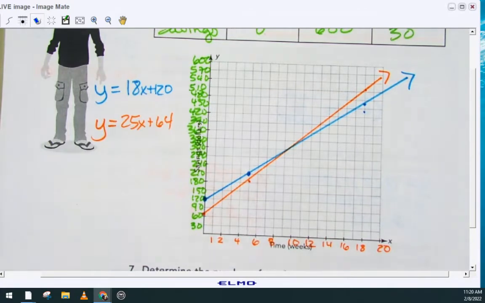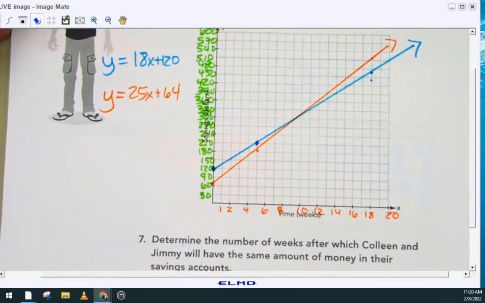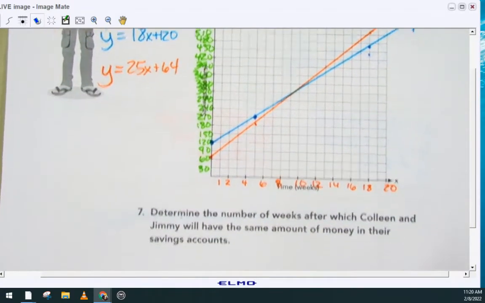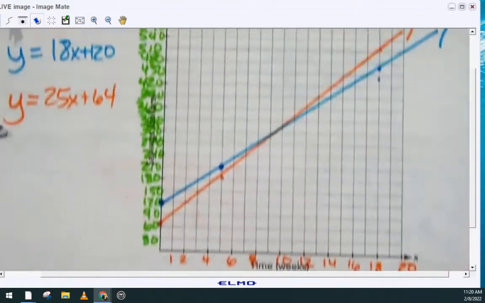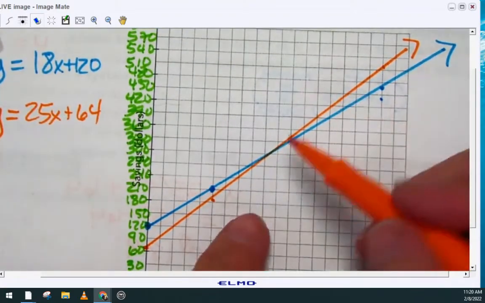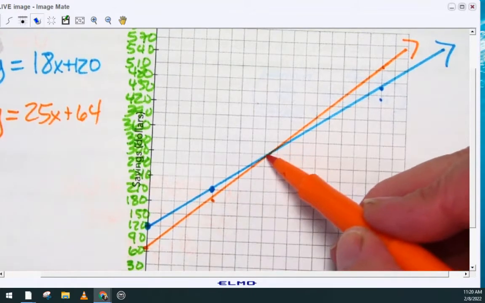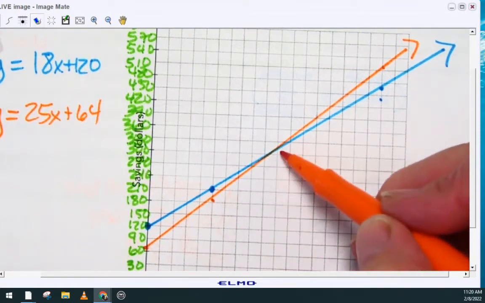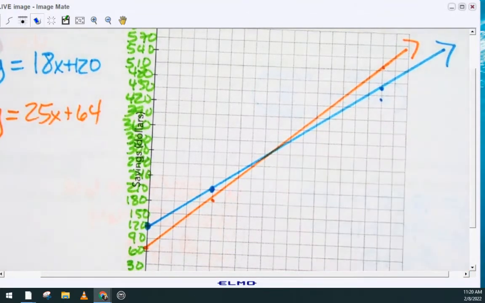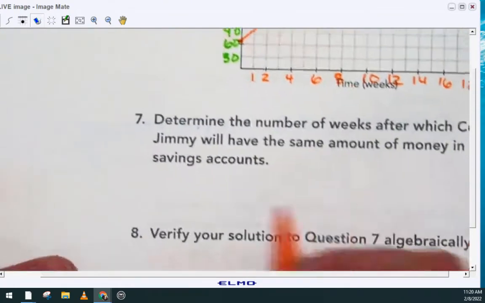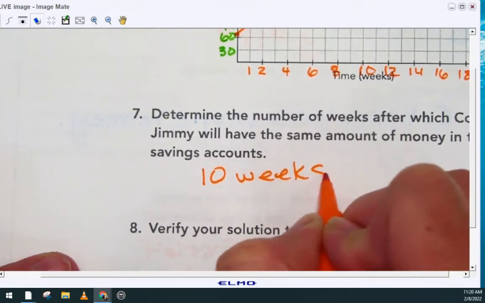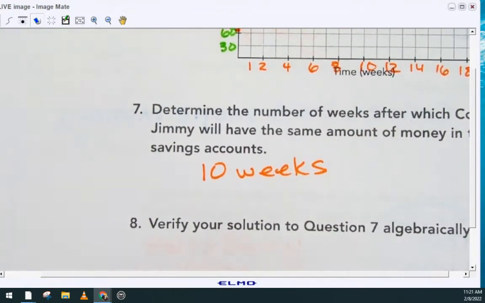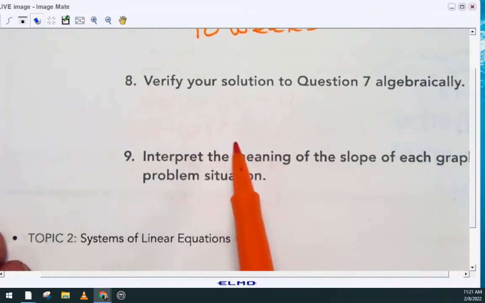Determine the number of weeks after which Colleen and Jimmy have the same amount in their savings account. Well, now it's not going to be perfect, boys and girls, because my lines aren't perfect. So somewhere in here, right in the middle here is 10. So are we going to guess 10 weeks? That's what I'm going to guess. We're going to verify it.